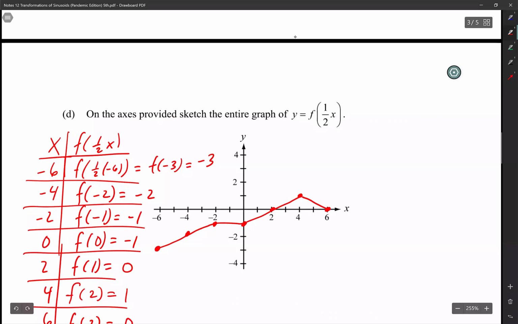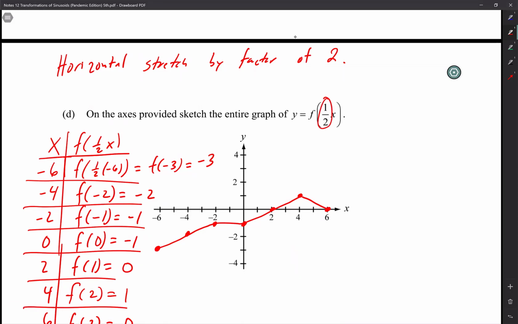So what did you guys notice about this question? What did that half x do? That's what I'm going to write down. Is it a stretch or compression? Stretch, by what factor? Not by a factor of half, by a factor of 2. The reciprocal of whatever this is. Horizontal stretch by a factor of 2.